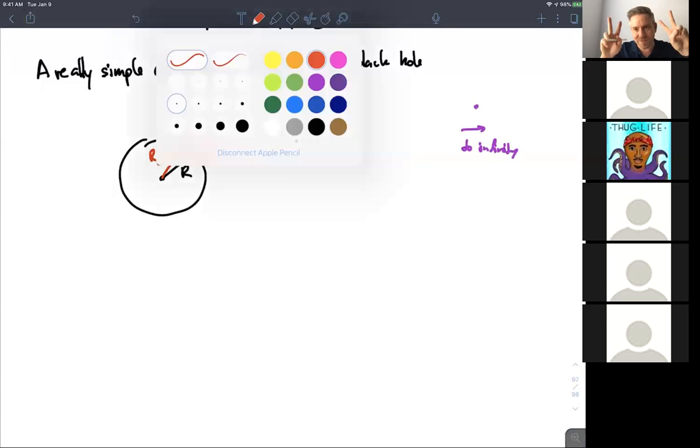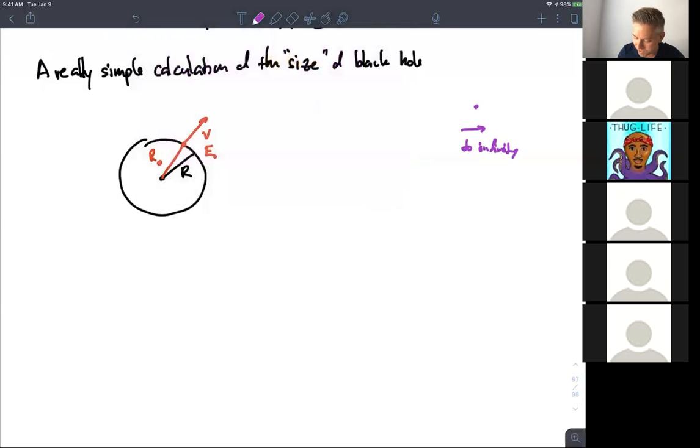And the final state of the particle is where it has escaped to infinity. And in particular, it escapes to infinity when its final speed is 0. Okay, so now this is a trivially easy energy conservation problem, okay?